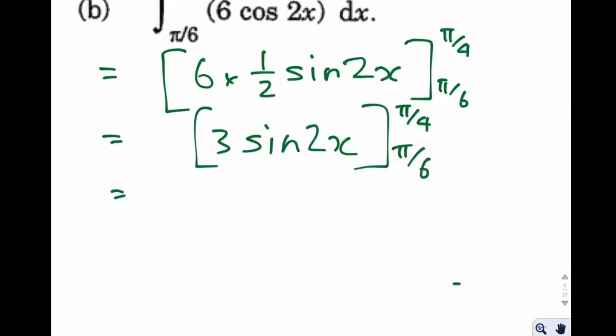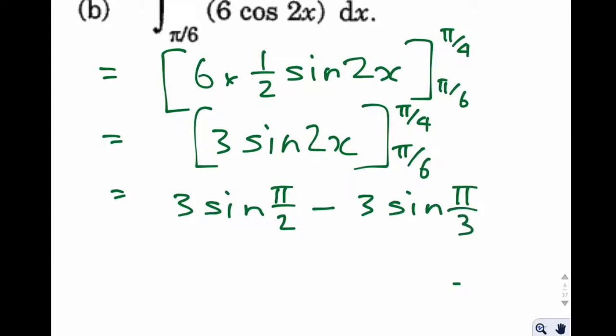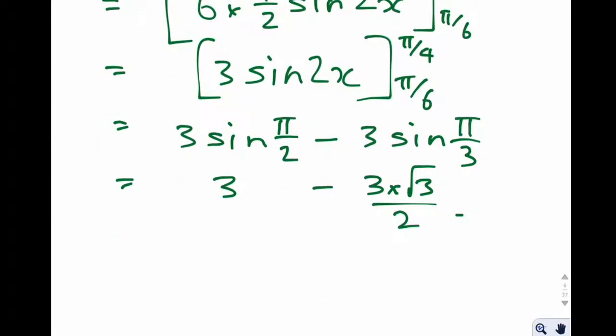Cool. So 3 sine 2 times pi over 4 is pi over 2, minus 3 sine 2 times pi over 6 is pi over 3. So we get our exact values here. Sine of 90 degrees is equal to 1, so that's sine of pi over 2 is 1, so that's 3. Sine of pi over 3, sine of 60, is root 3 over 2. So there's the exact value of that integral there. If you wanted to do this all over 2, you could call this 6 minus 3 root 3 all over 2, something like that.